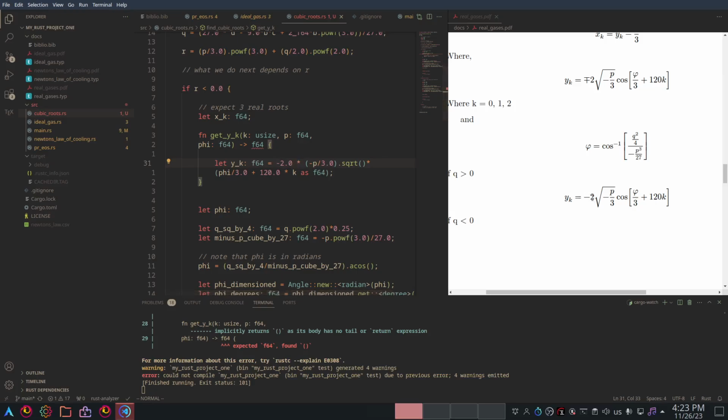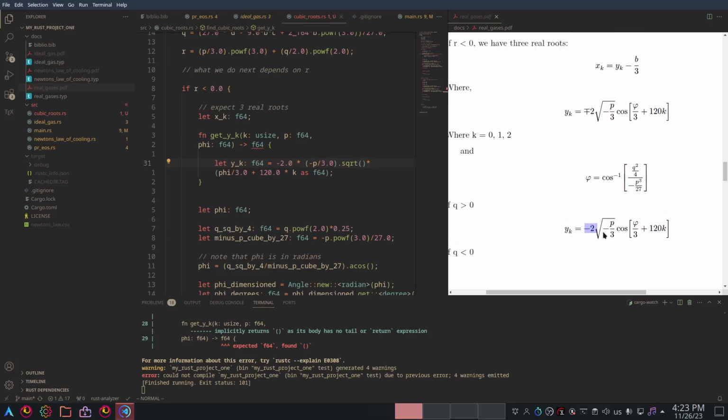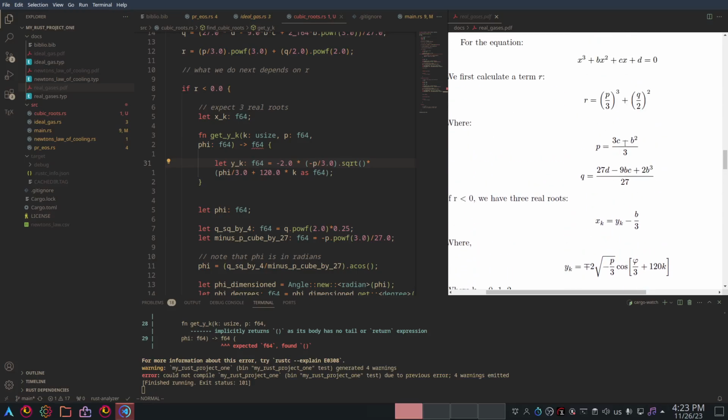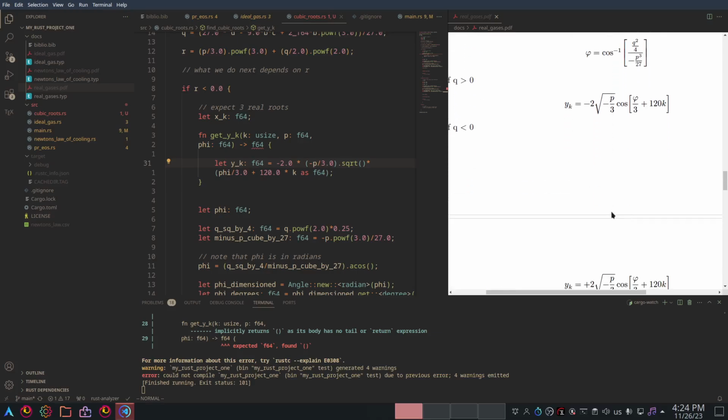Okay, and I think I forgot one more step. I have a minus 2.0. I want to square root, no, minus 2.0 in front. Square root of minus p over 3. I only hope that p is negative. It could be negative, it could be positive, but I just hope it's negative.